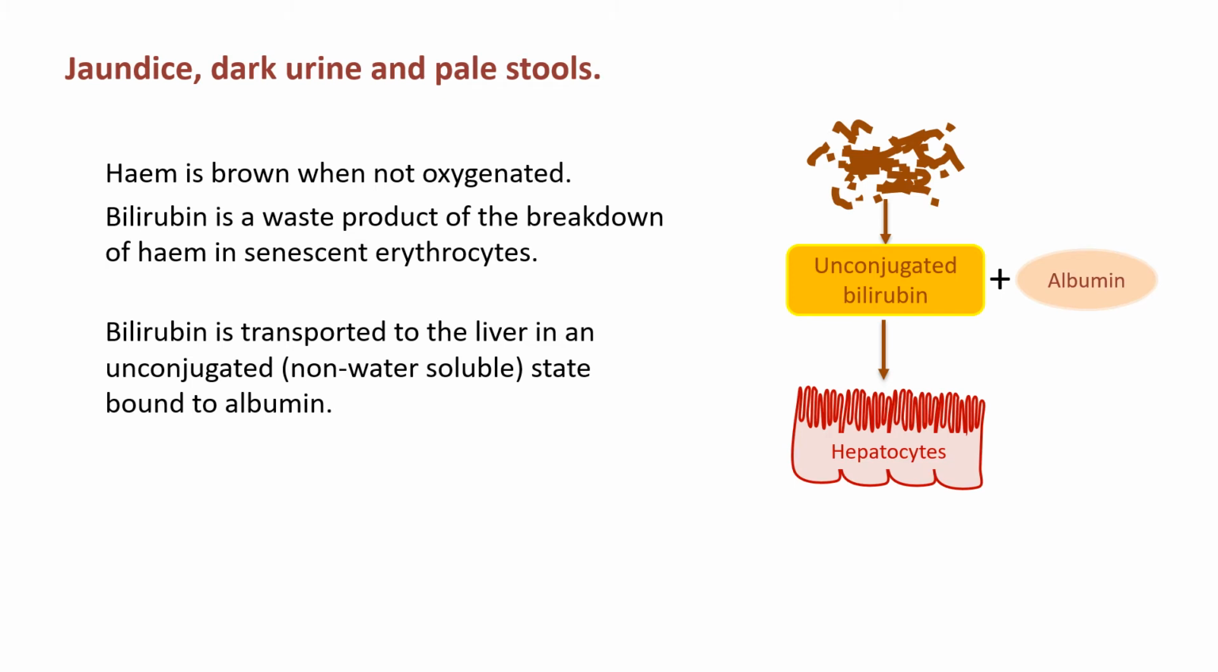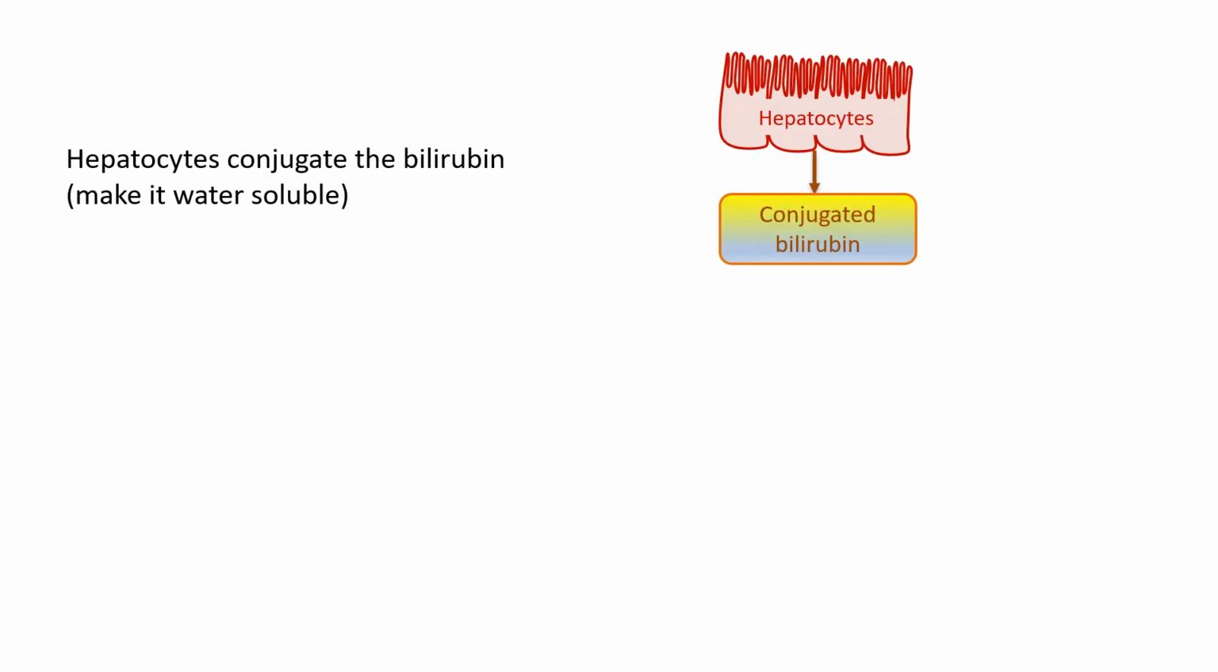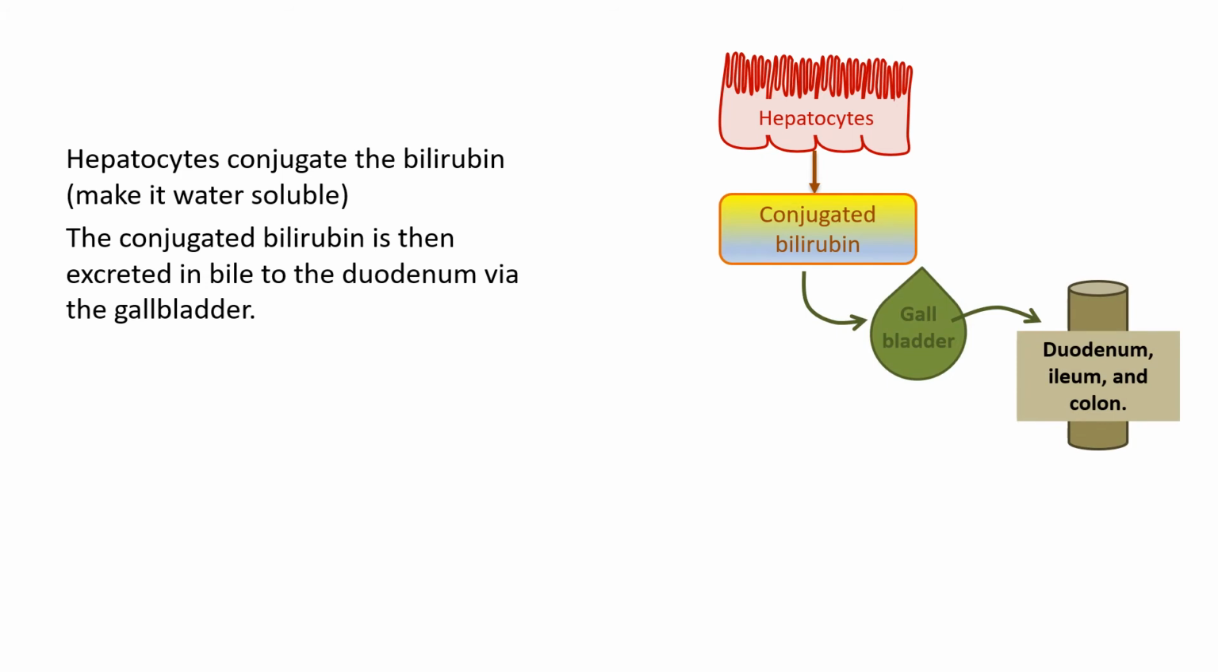Bilirubin is transported to the liver in an unconjugated state, which means it's not water-soluble, and it's bound to albumin. So we have unconjugated bilirubin and albumin carried off to the hepatocytes. In normal circumstances, the hepatocytes conjugate the bilirubin, in other words, they make it water soluble so that we can then excrete it. The conjugated bilirubin is then excreted in the bile to the duodenum via the gallbladder. And of course, eventually it's going to move through and come out the other end.